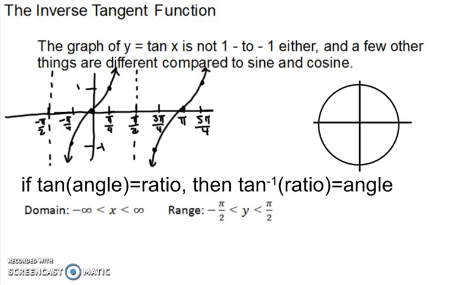It's convenient to restrict it from negative pi over 2 all the way to positive pi over 2, because that little chunk would then pass the horizontal line test, and I could find the inverse of that one-to-one function. So let's talk about our unit circle here. Tangent is sine divided by cosine, so I don't want the sine divided by cosine to be the same number. I need to restrict that.